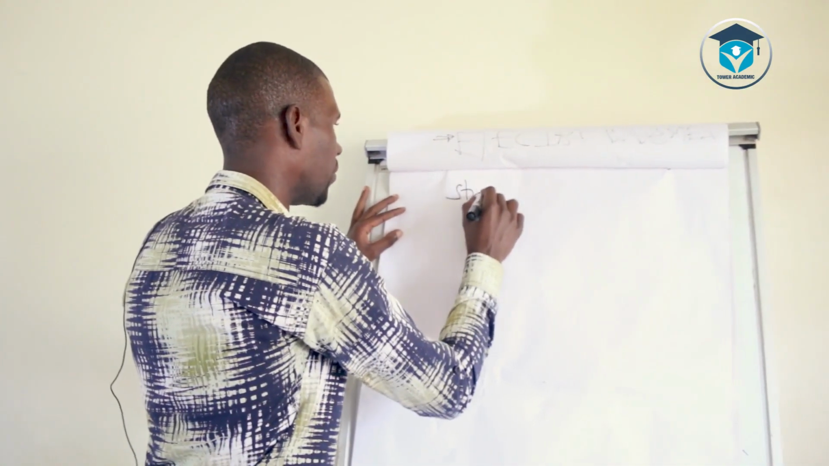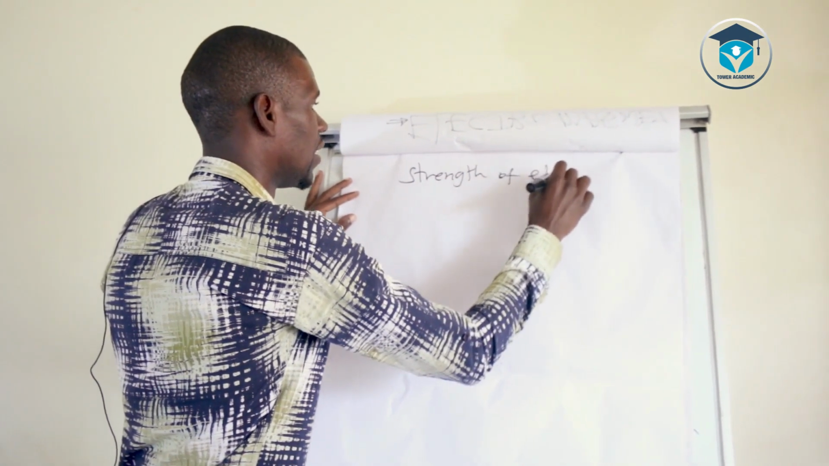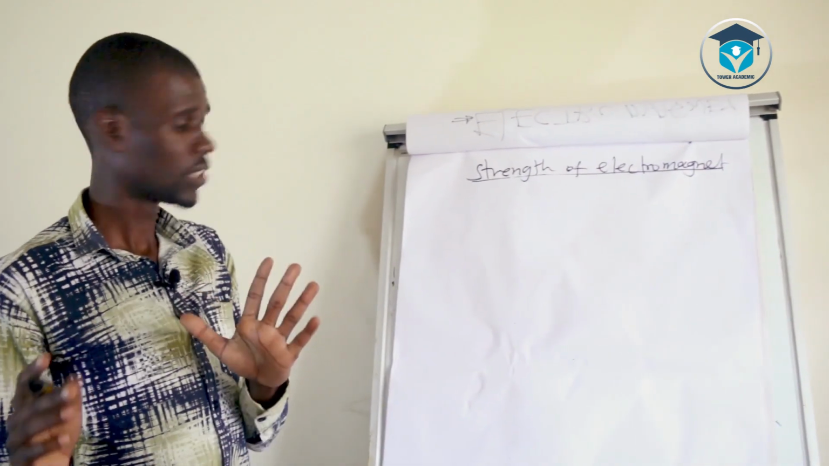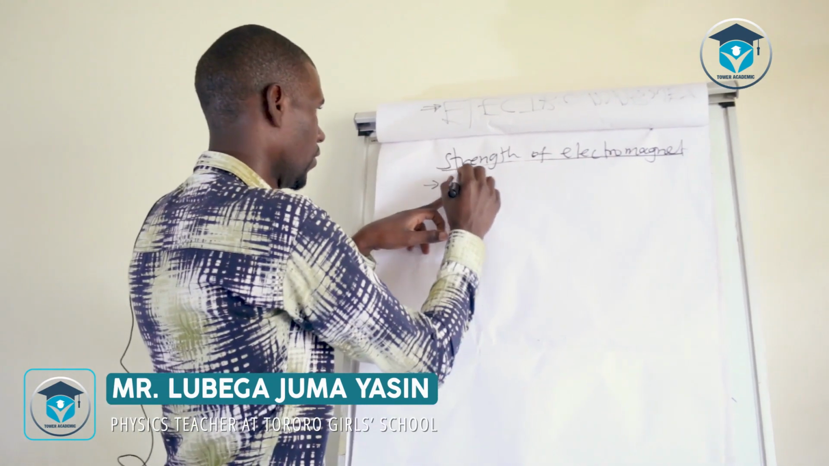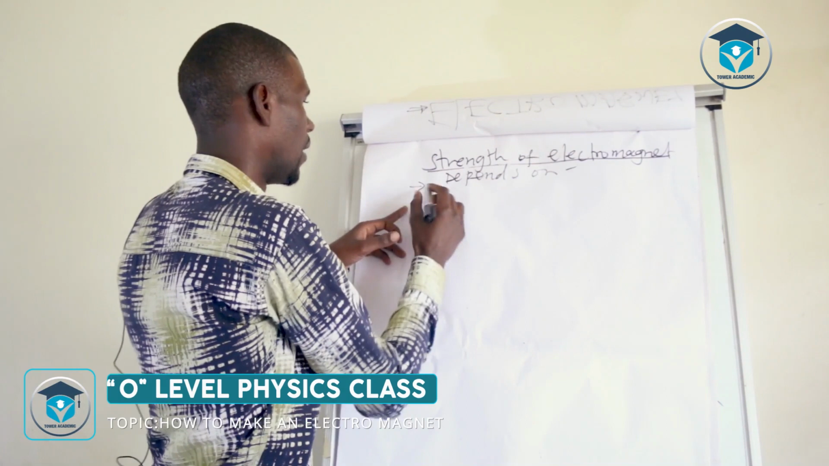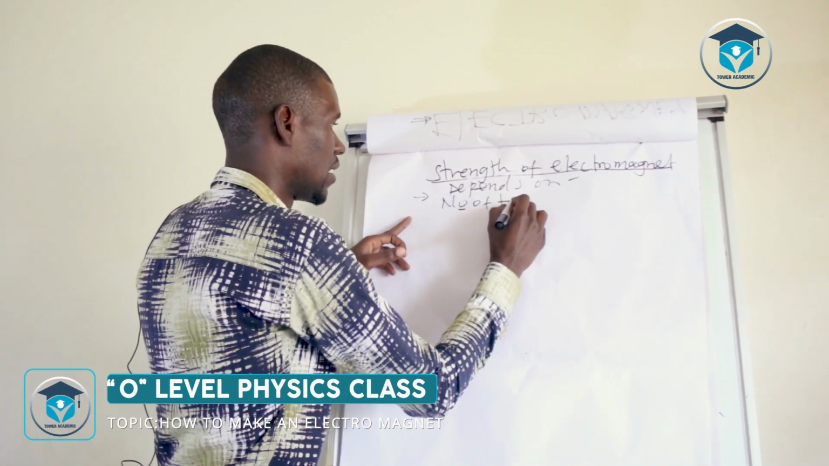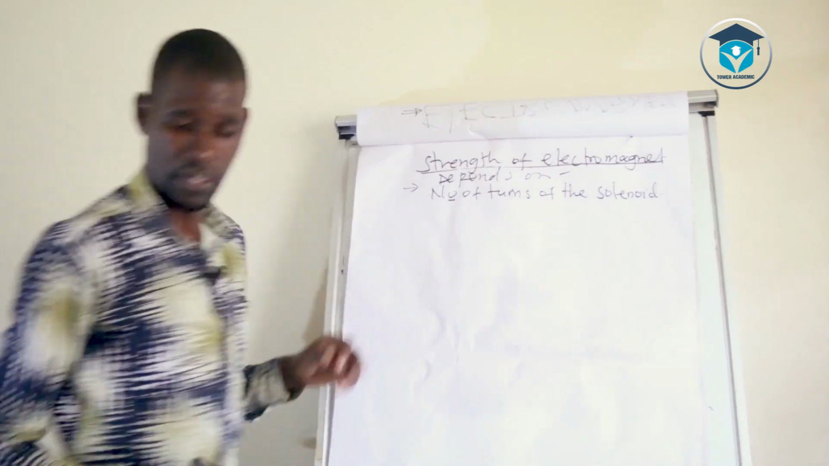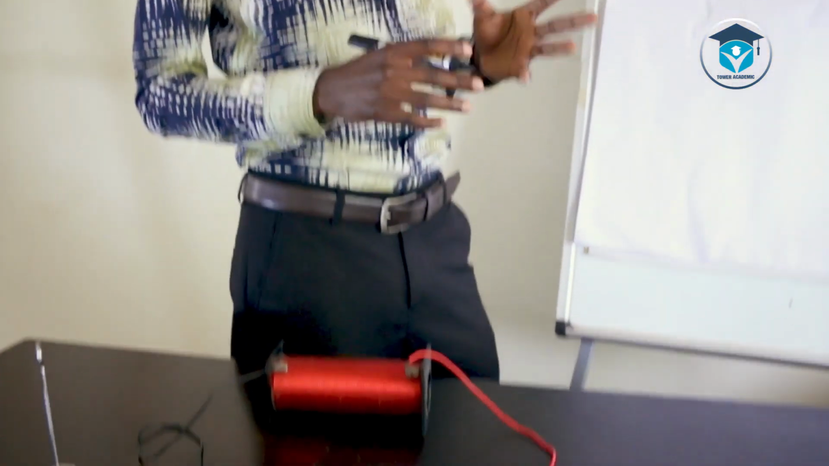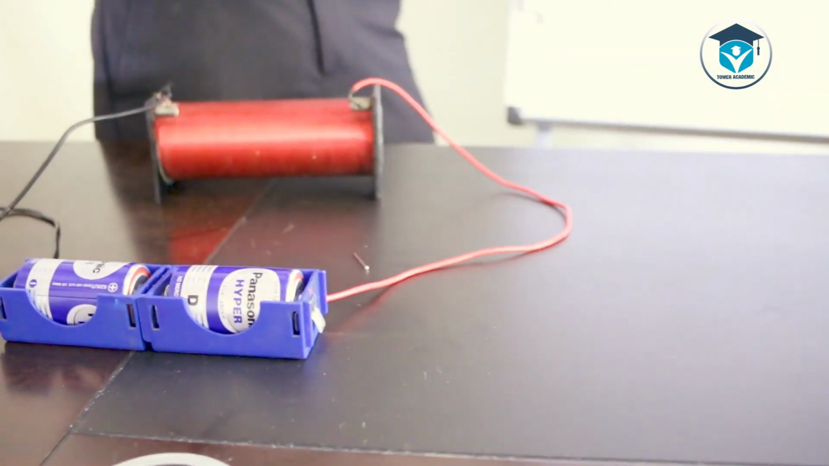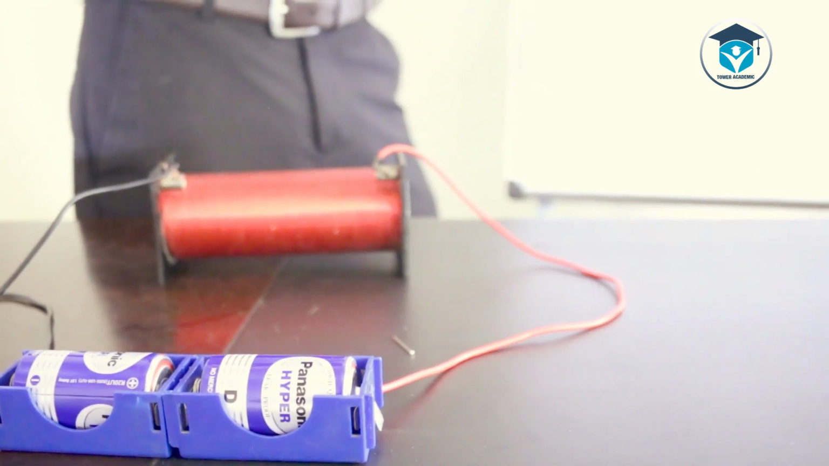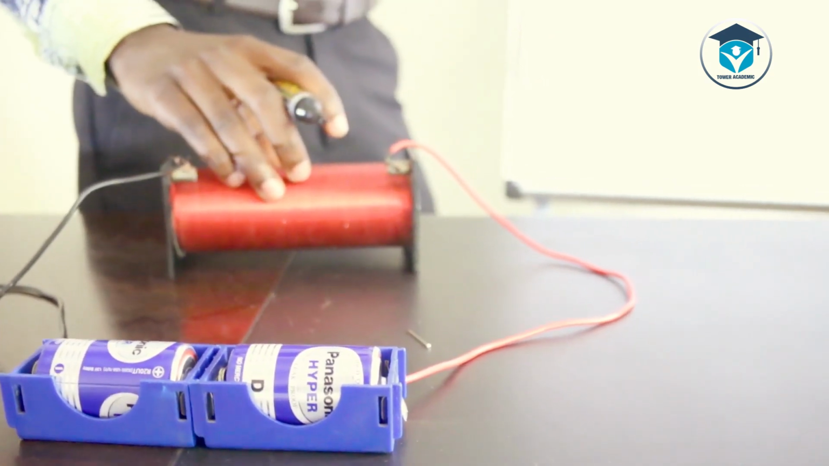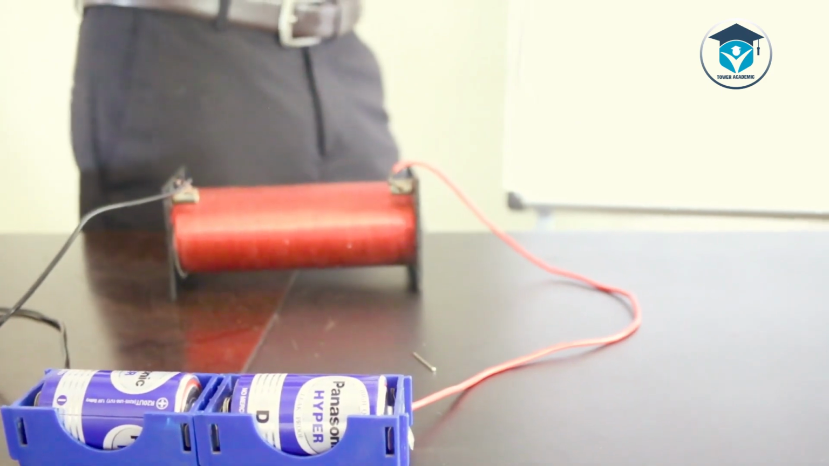The strength of the magnet formed depends on factors like, number one, the number of turns of the solenoid. So this is what we call a solenoid. The more the number of turns, the stronger the magnet which will be formed. And the fewer the number of turns, the weaker the magnet which will be formed. So depending on the strength required, the number of turns can be regulated to form the magnet which is of the required strength.